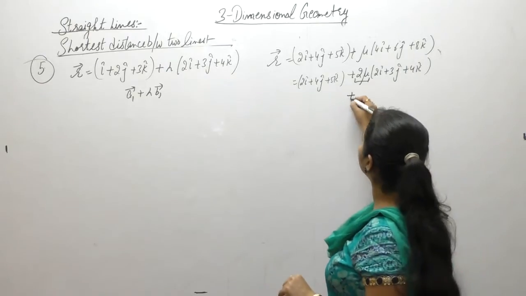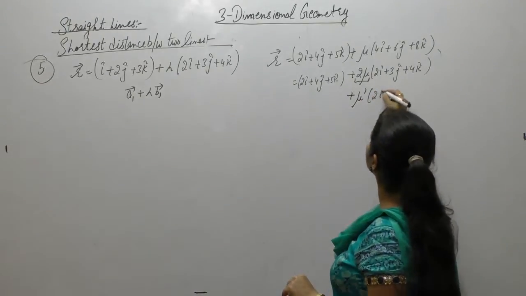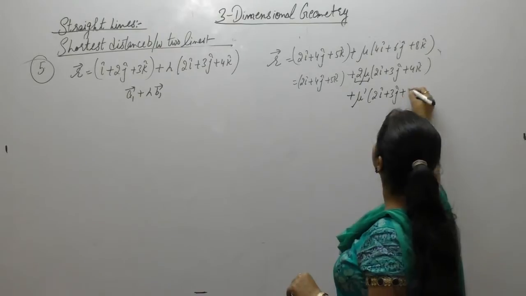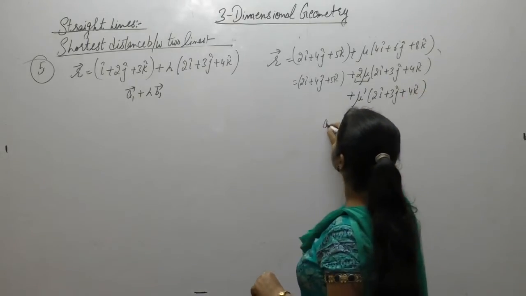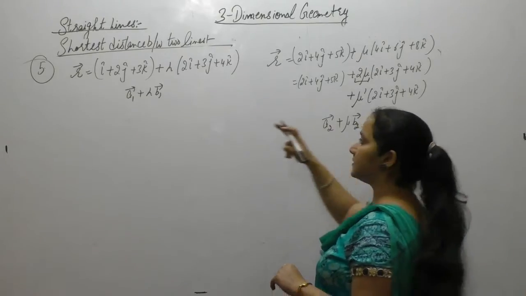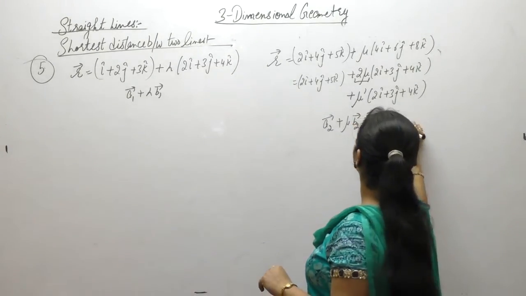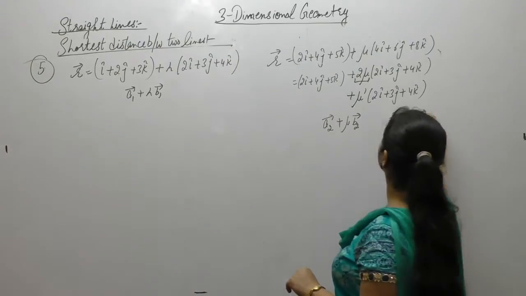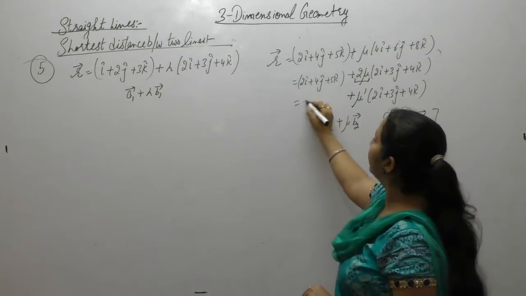Now instead of 2 mu, if we write it as mu dash, then the b vector is the same in both the cases. So this is of the form a2 plus mu b2 vector, where b1 vector is equal to b2 vector here. So these are parallel lines.